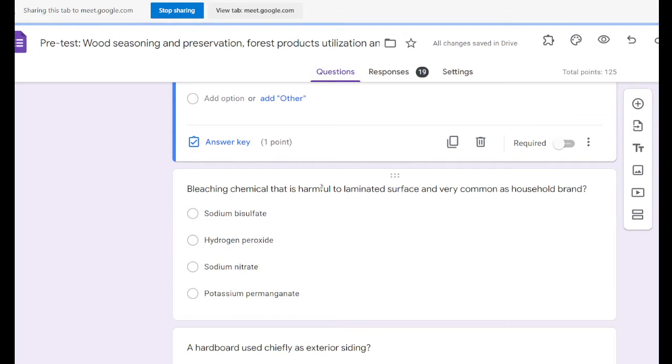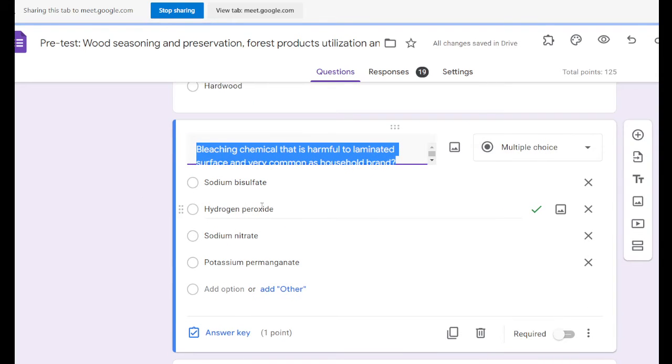Bleaching chemical that is harmful to laminated surface and very common as household brand. Okay, so it's a bleaching chemical that is harmful to laminated surface and very common as household brand. The correct answer for this one is hydrogen peroxide.